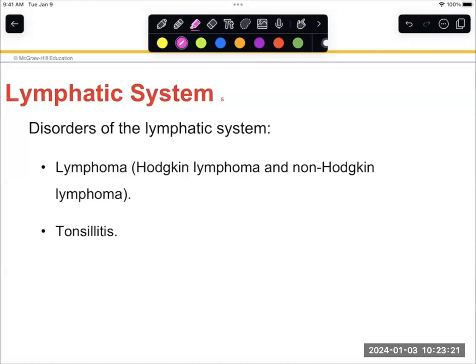Tonsillitis is that inflammation of the tonsils due to a viral or bacterial infection. There's lymph nodes under the jaw that drain the tonsils. Those usually get enlarged as well. So under your chin, there's lymph nodes, and those can get enlarged because of an infection from your tonsils.